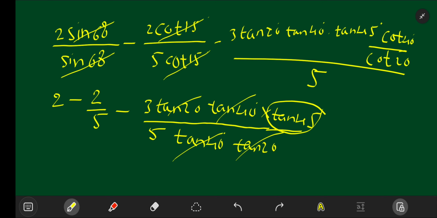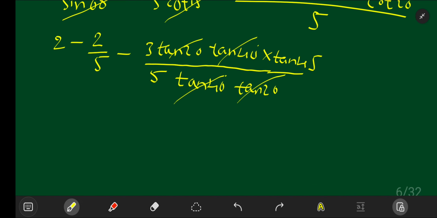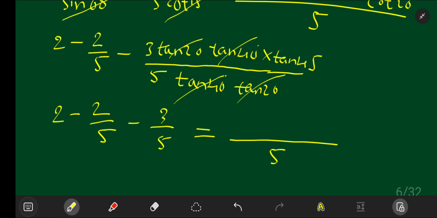We have to remember the trigonometric ratios. Next, 2 minus 2 by 5. Here we are left with 3 divided by 5. That means the LCM is 5. 5 twos are 10, minus 2, minus 3, that is equal to 5 divided by 5, that is equal to 1. The answer is 1.